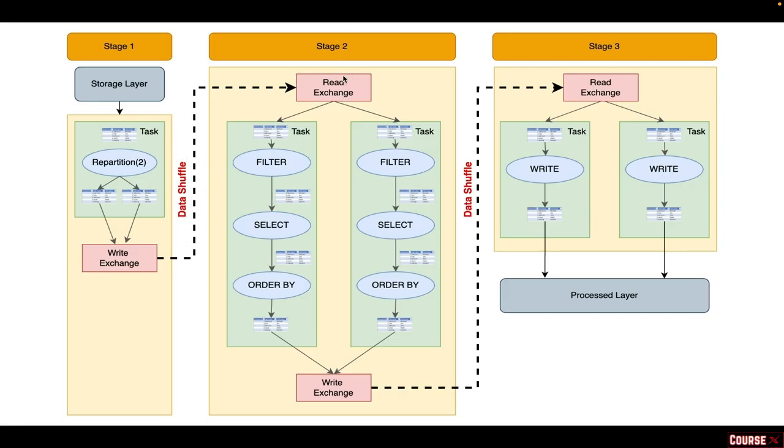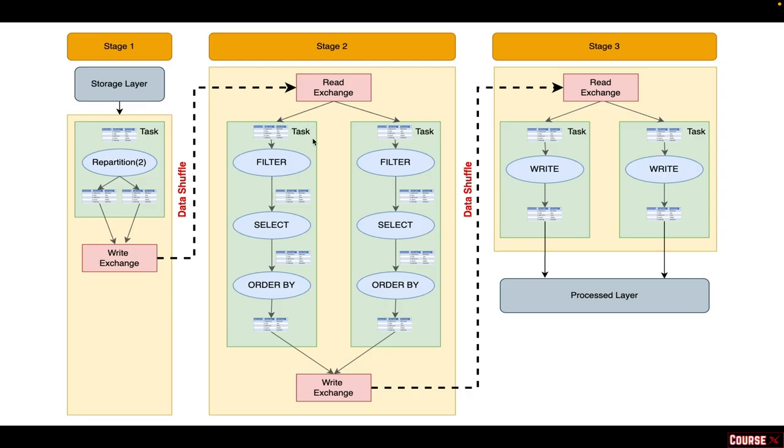For stage 2, we will be reading the data from read exchange. This write exchange and read exchange can be located in different executors' memory. It can be on the same executor, but it can also be on different executors. So from write exchange to read exchange, the data transfer happens through the network, and that is why data shuffling or shuffle sort is a costly operation. After the data is read from this read exchange, we have two data partitions, right? So we can apply the series of narrow transformations in two parallel threads. These are called tasks.